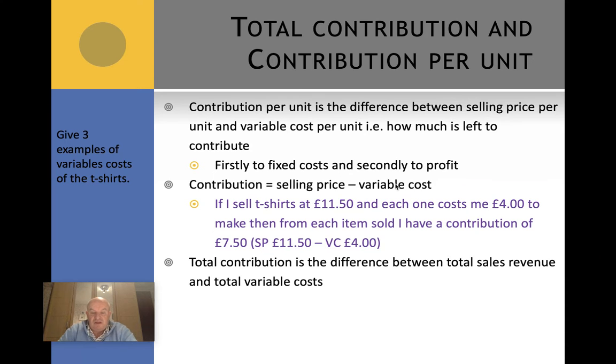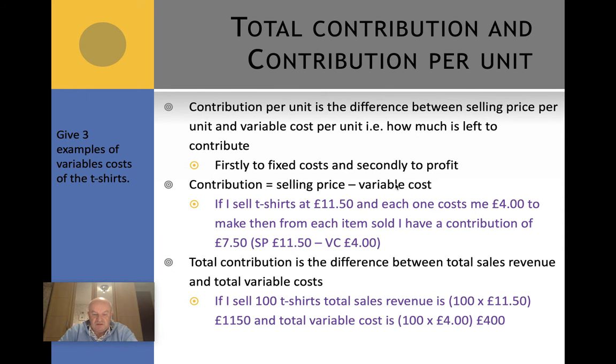Now, if we wanted to calculate our total contribution, we'd need to take that £7.50 and times it by however many units we've sold, and that would give us our total contribution. Okay, that's one way of doing it. Another way of doing it is to say, let's take our total sales revenue and take away our total variable cost, and in some cases we can calculate that.